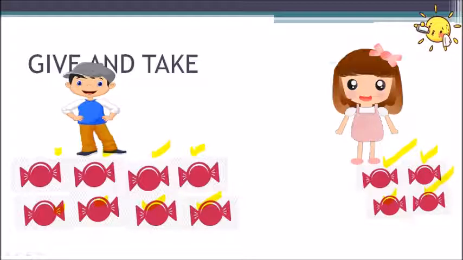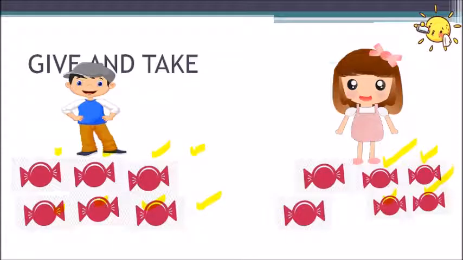So to make her mood right, Raja gave her 2 toffees. Now we can see in the picture, Raja has 6 toffees, and Rani has the same number of toffees. So what do you see in this scene? In this scene, Raja gave 2 toffees to Rani and Rani took 2 toffees from Raja. Now I think everyone got what we understand by give and take.